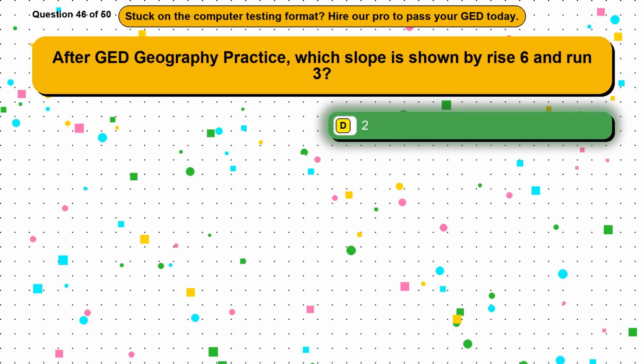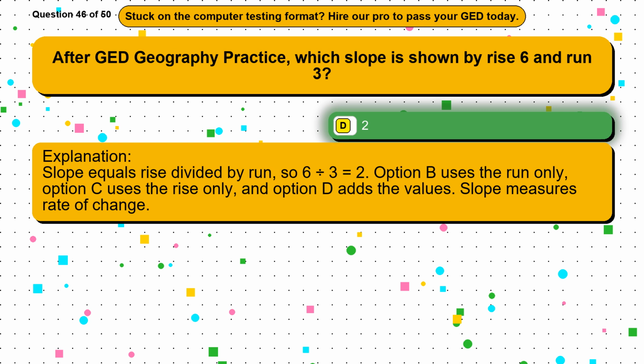The correct answer is option D. 2. Slope equals rise divided by run, so 6 divided by 3 equals 2. Option A uses the run only, option B uses the rise only, and option C adds the values. Slope measures rate of change.